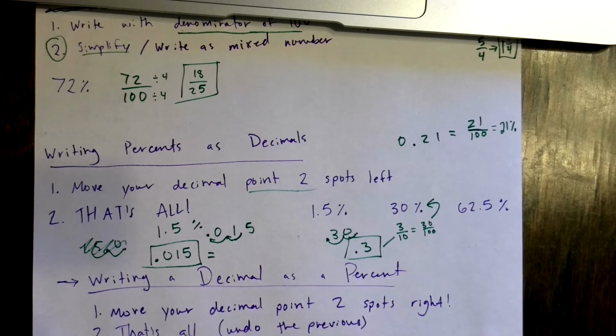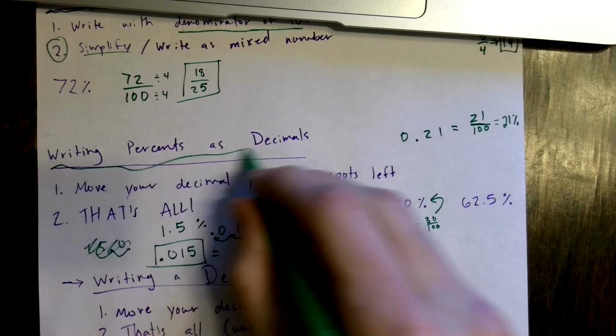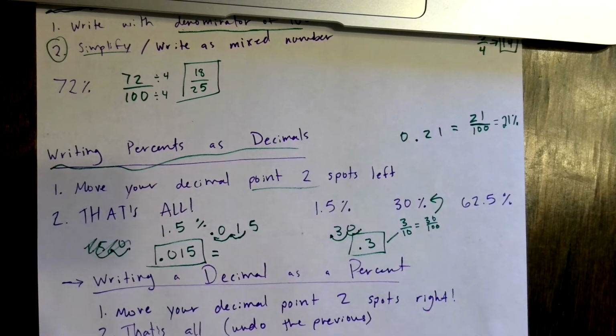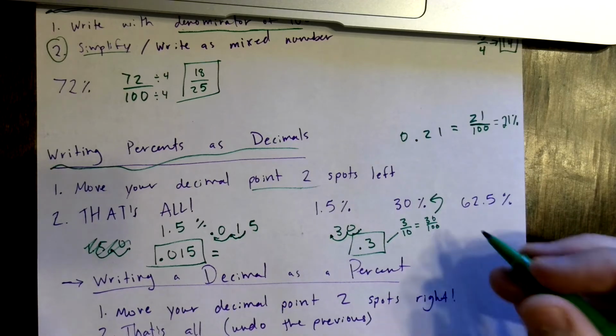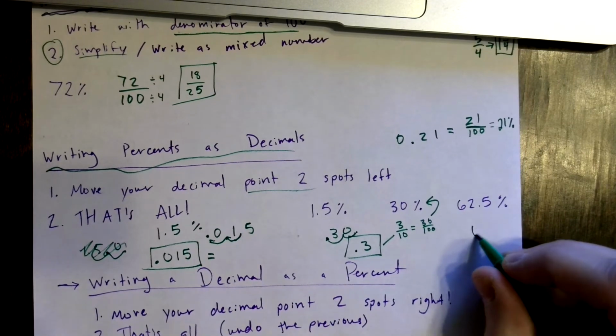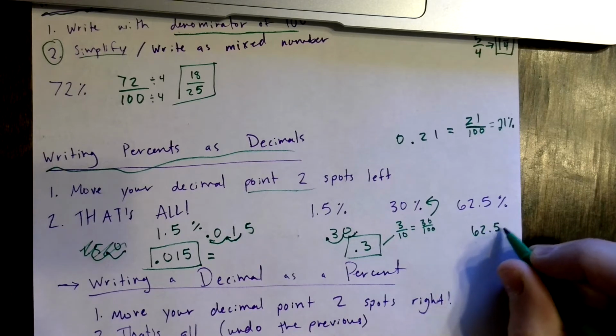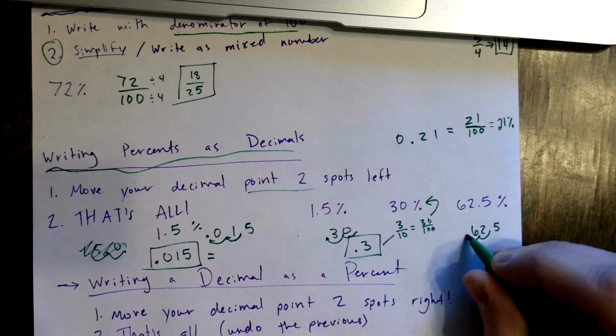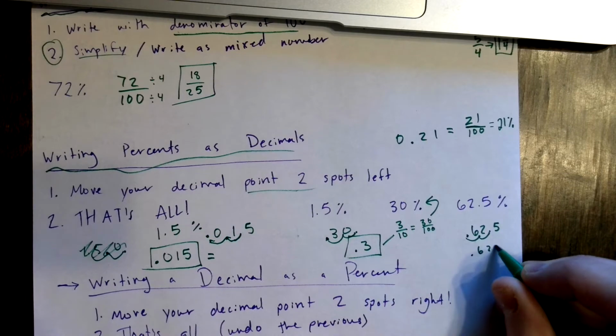So again, a two-step method for this. When you're writing your percents as decimals, two-step method, move decimal point 2 spots, and that's all. It's really just a one-step method. I just threw in that's all in the end. Let's do 62.5. 62.5%. We're going to move that decimal once. We're going to move it twice to the left, and we get 0.625.